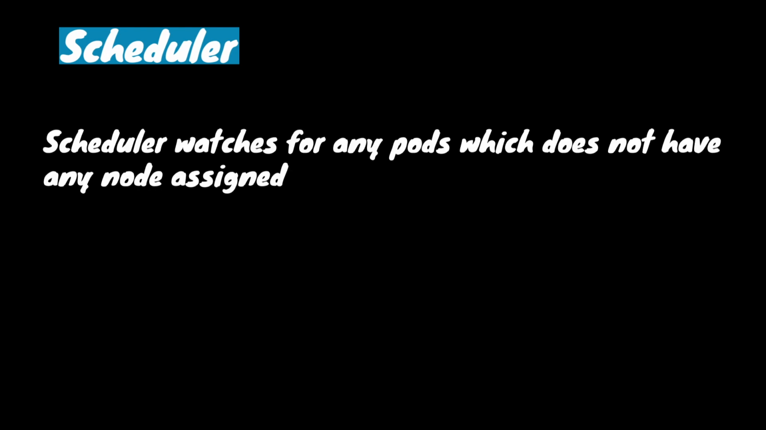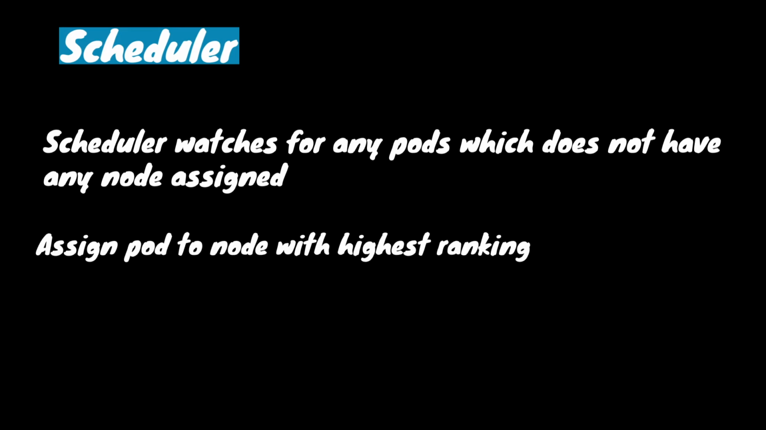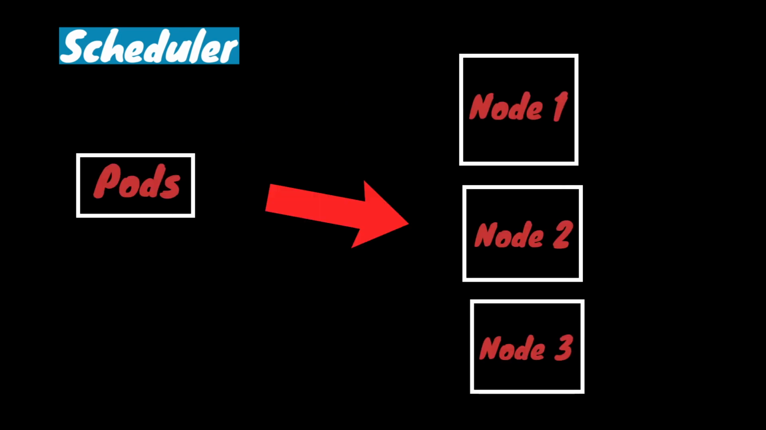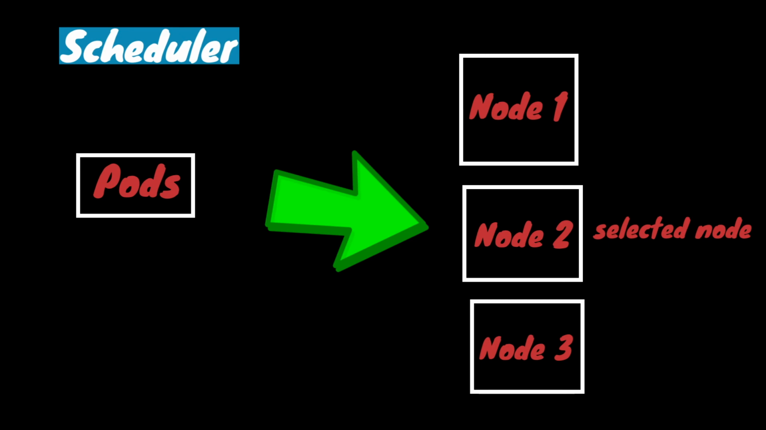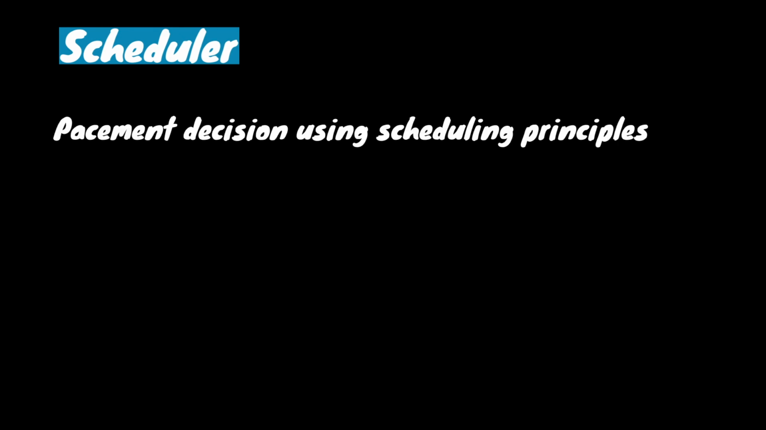The scheduler keeps watch of any new pod object that is created which does not have a node assigned to it. The scheduler assigns the pod to the node with the highest ranking. We'll not discuss taints and tolerations, node affinity, node anti-affinity, etc. here as it is out of scope. For every pod that the scheduler discovers, the scheduler becomes responsible for finding the best node for that pod to run. The scheduler reaches this placement decision by taking different scheduling principles into account.